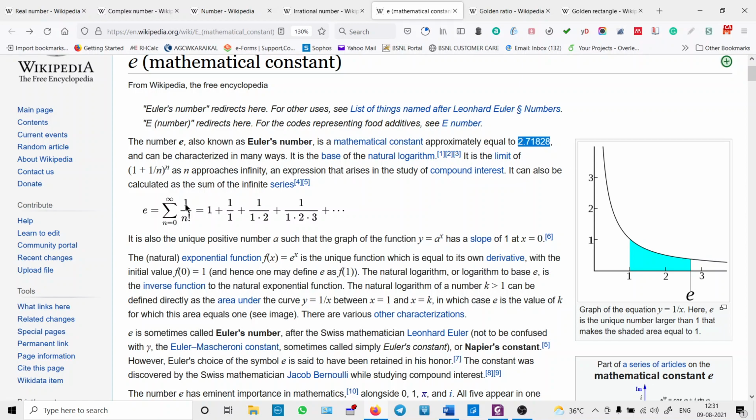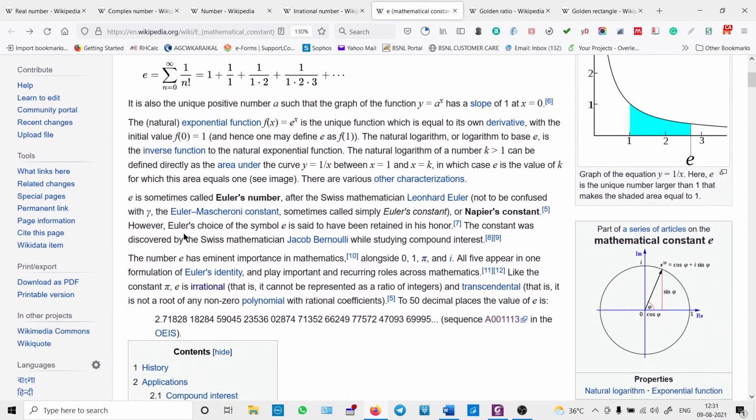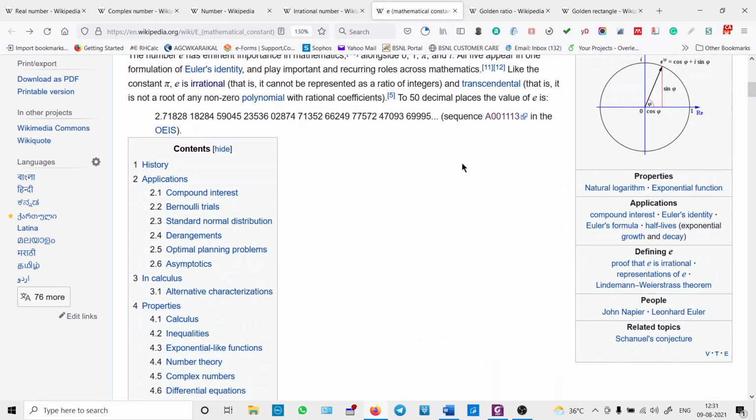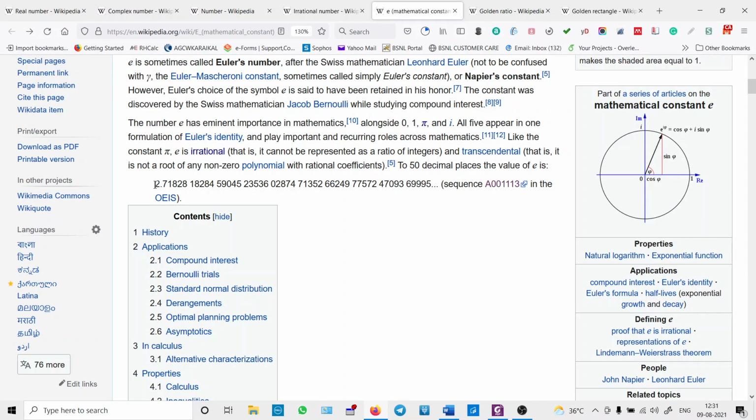It can also be calculated as the sum of an infinite series. This infinite series converges to this irrational number 2.71825, that is e. There is a lot of explanation for this e. You can see how the expansion goes. We are writing only a few decimal places. See here, it is non-terminating, it goes on, and it is also non-repetitive. This set of numbers is not repeated, and you can take this as the definition of an irrational number.